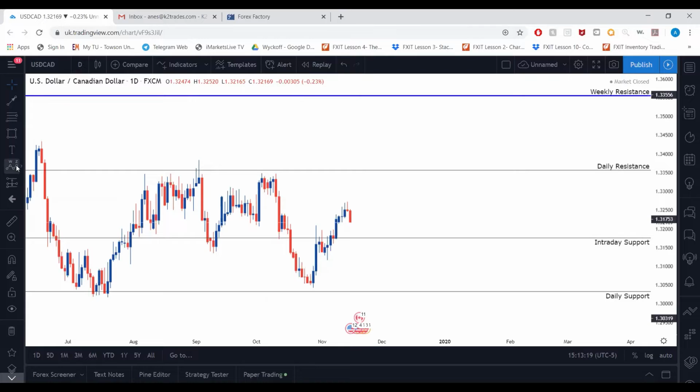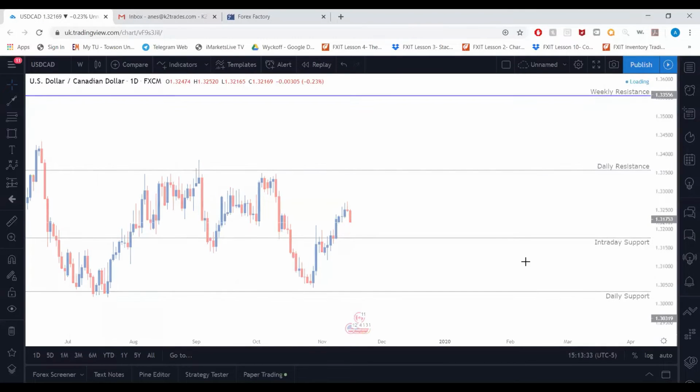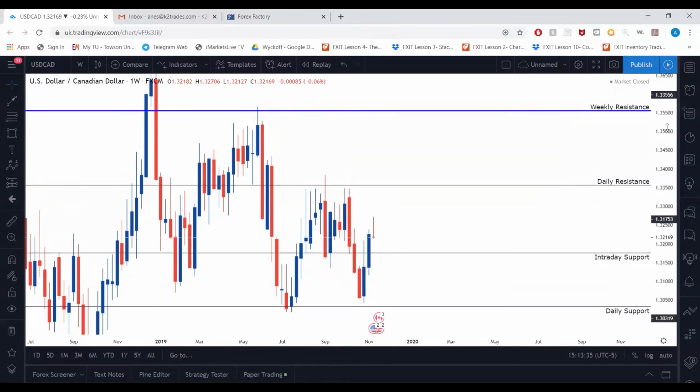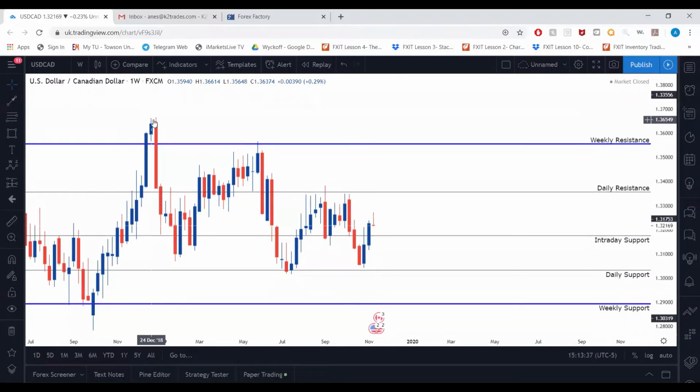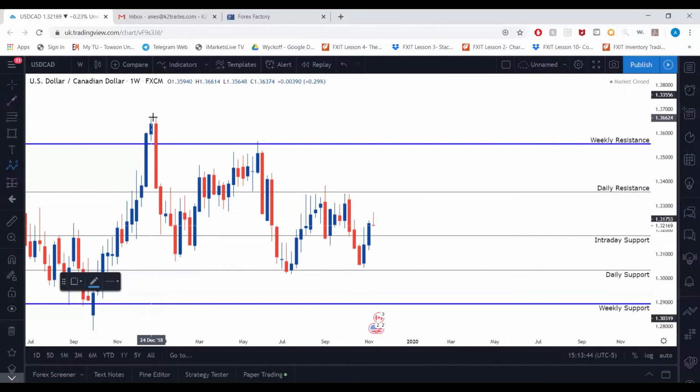So let me see. Are you looking for this XYZ2 or ABCD? This one is a longer ABC correction. If you do maybe a weekly, you will see from the top from 1.3650. You'll see here, right? One ABC kind of thing from the top. Right. From here, right?